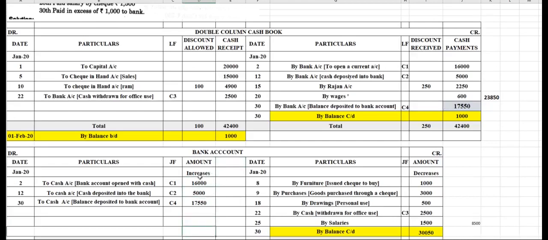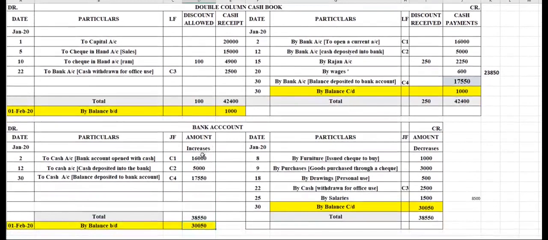Now the total of this bank account is 38,550. The same is brought to the right side, 38,550, and the total of this amount, okay, here assume there is nothing left, here I have brought this 38,550. The total of this amount from here to here is 8,500. How? See here, equal to sum, select all these items, we get 8,500.